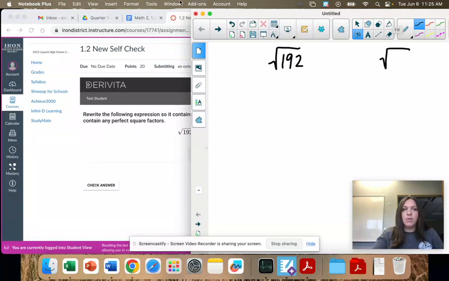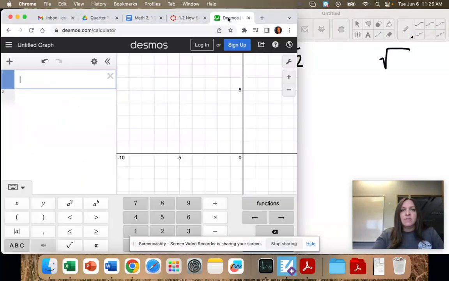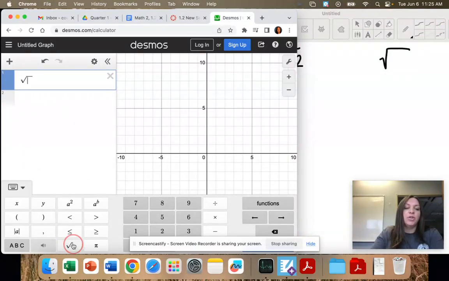That's the square root sign. We call that a radical. And that's because if you put it in Desmos, you get a decimal. We don't want a decimal. We want a radical.